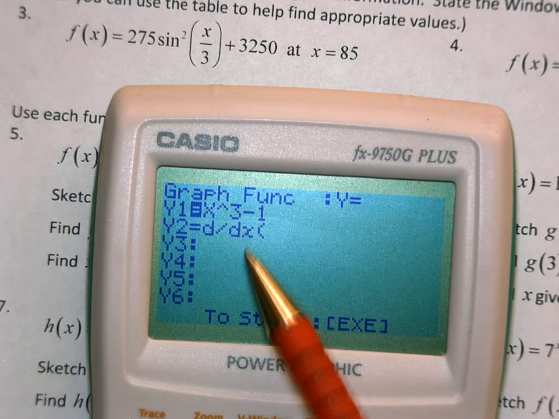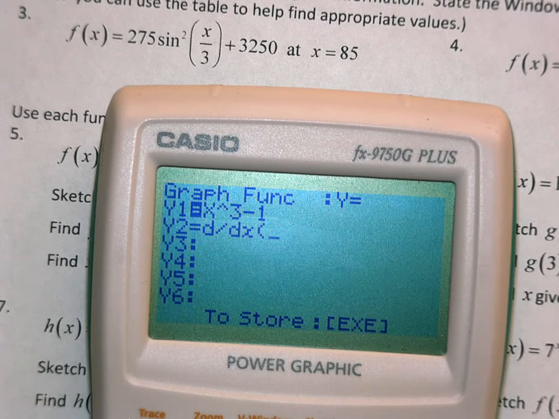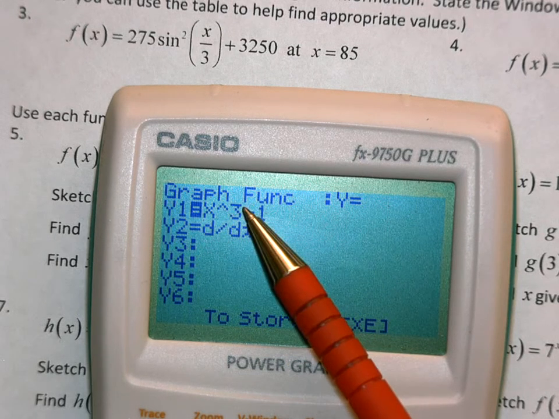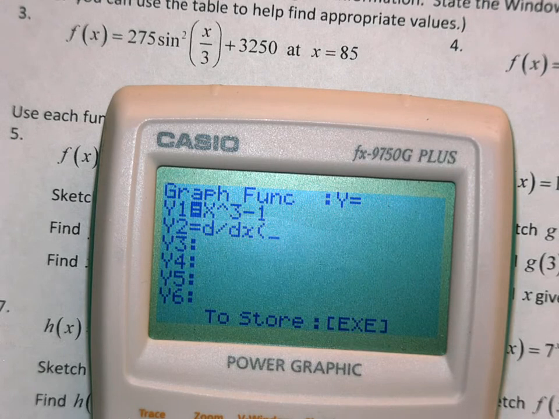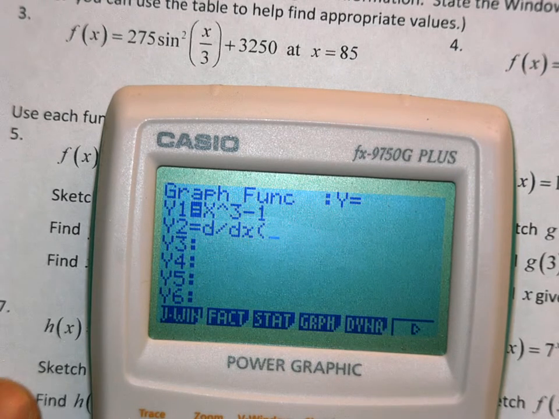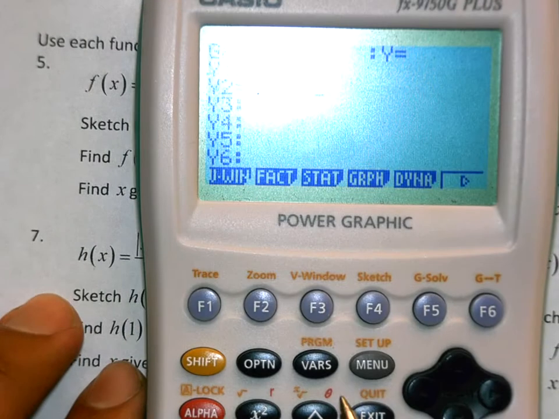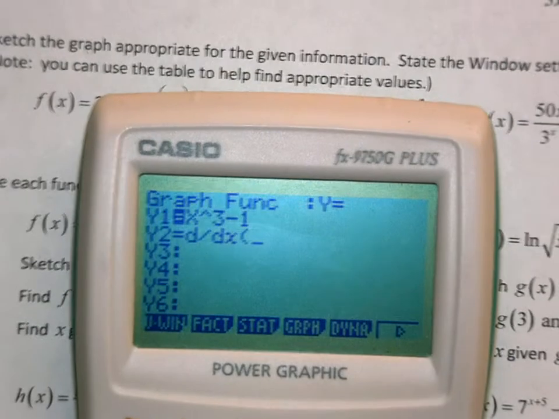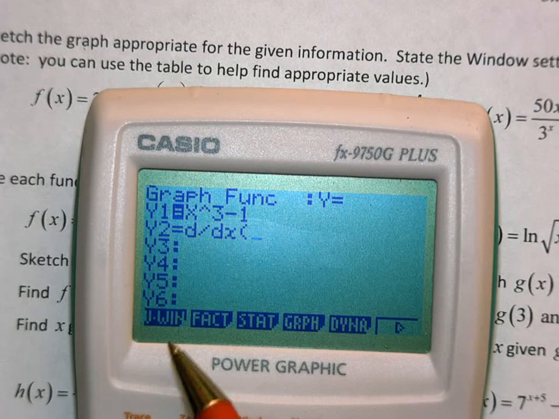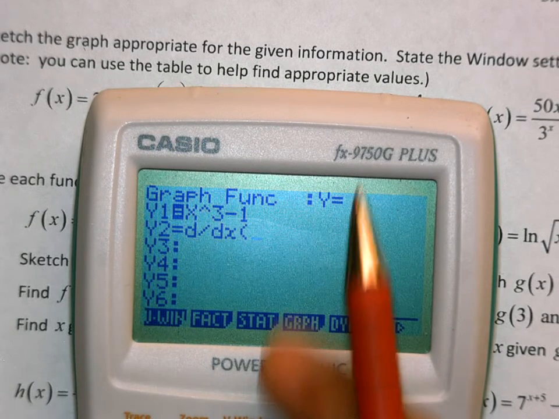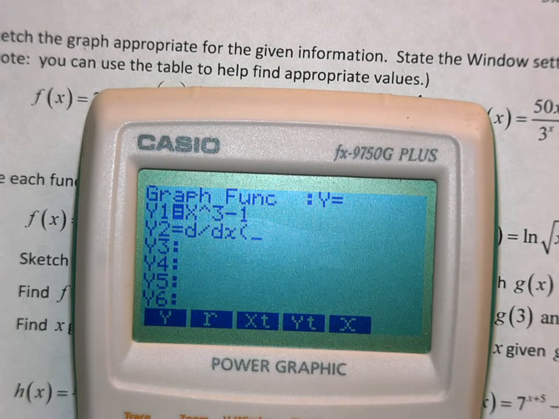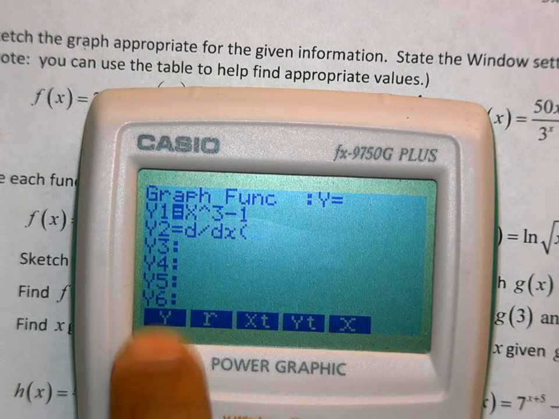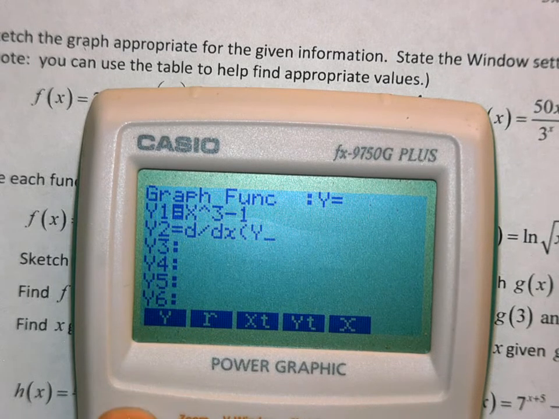Since this already has the x involved, all I have to do now is, remember, I don't want to re-enter this whole thing, so I want to use my variables here. I'm going to press vars. It's right next to the option key, by the way. Here's vars right there. And I want to go for a graph. This is the only time I press this Y key right here. I'm going to press Y.